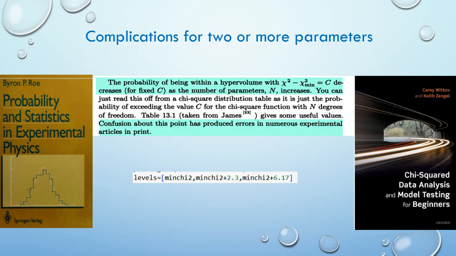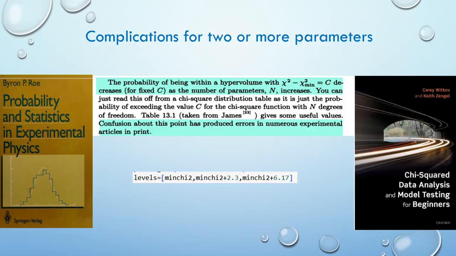Just a cautionary tale that things can get complicated fast with multiple parameter models is the following. Most of us are familiar with the fact that 68% of the area under a one-dimensional Gaussian occurs within the mean value plus or minus one standard deviation, and 95% of the area corresponds to the mean plus or minus two standard deviations. But in multiple dimensions corresponding to multiple parameters, this association of 68% to 1 sigma and 95% to 2 sigma no longer holds, as was pointed out by Byron Rowe in the book Probability and Statistics in Experimental Physics, where he cautions that confusion about this point has produced errors in experimental articles in print.